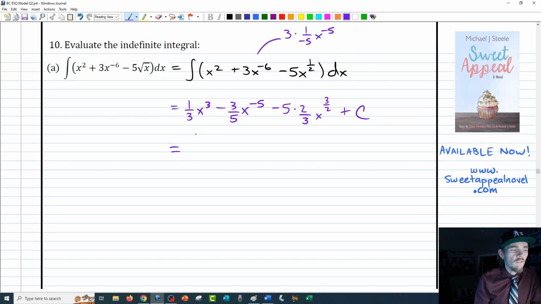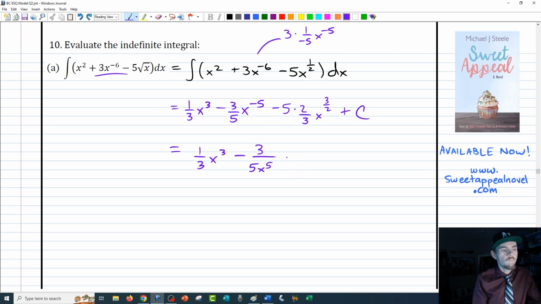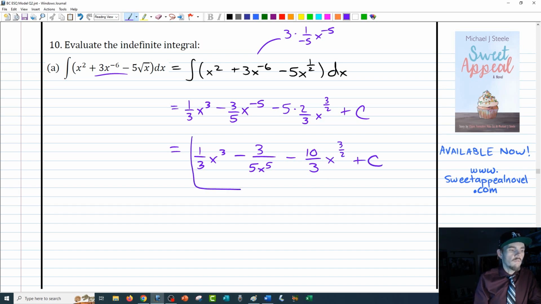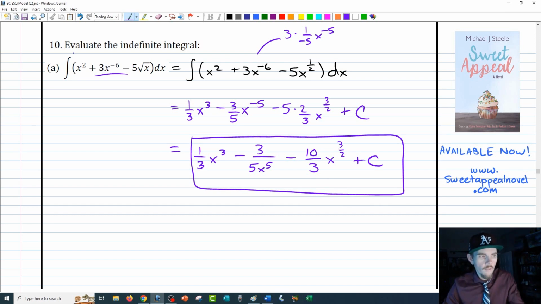As far as our answer, that's actually acceptable, but I think we can clean it up just a tad. I'm going to write this as minus 3 over 5 x to the 5th, even though based on this, I probably should just leave it that other way. It's my fault for continuing to do it. I just don't value my time. This will be minus 10/3 x to the 3/2. And then finally, all of it is plus c. Voila.